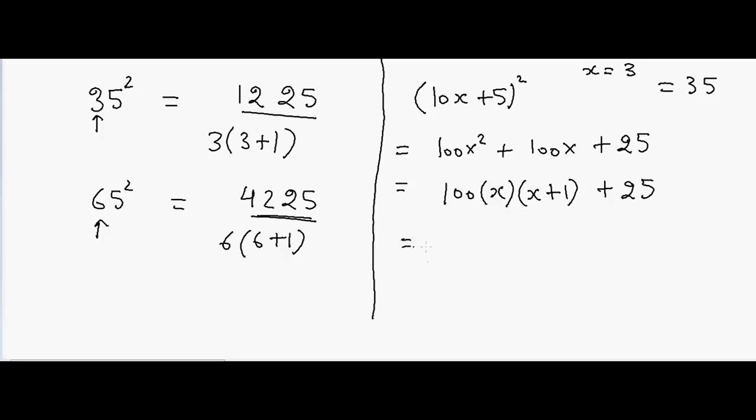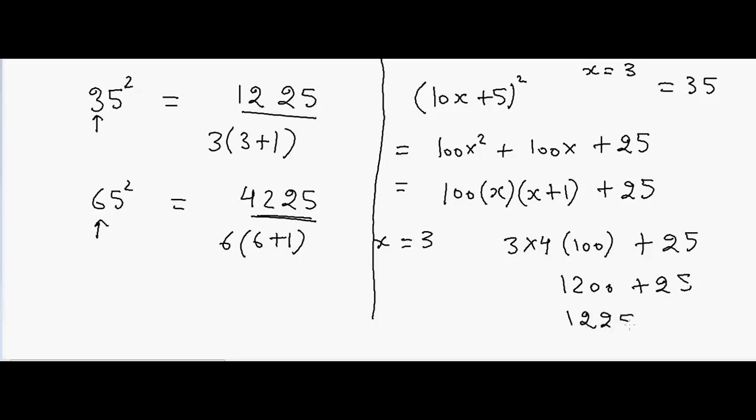So here, if x is equal to 3, then we'll get 3 into 4 into 100 plus 25. That will give me 1200 plus 25. So we'll get 1225. So this is how this trick works. Basically we are adding 1 to the first digit, multiplying it with the first digit, multiplying by 100 and then adding 25 at the end.